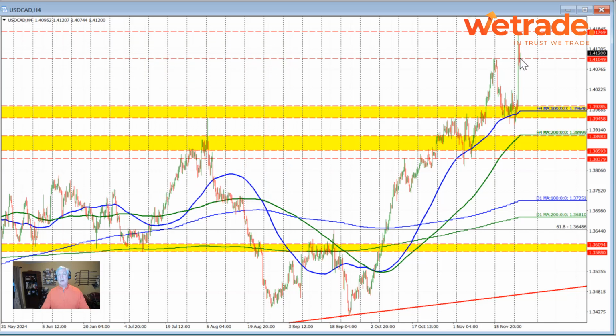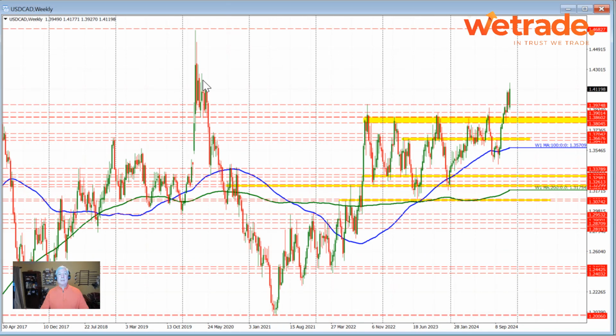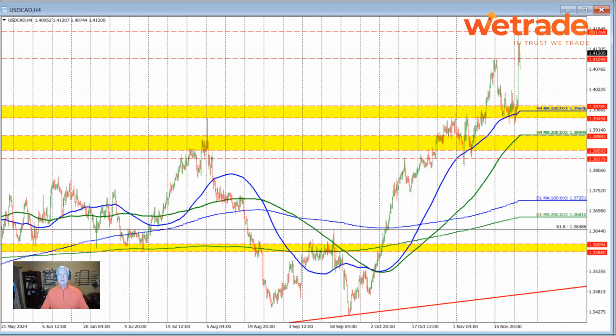The price high moved up toward the 1.4177 level, going to the daily chart. I think I even have to go to the weekly chart. That took the price to the highest level, going back to right around here, which is about May or April of 2020. So extending to new highs in the process.